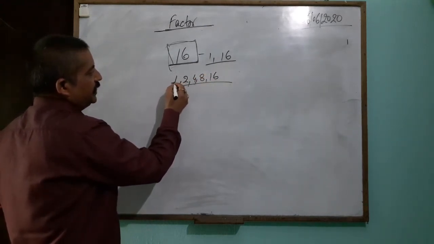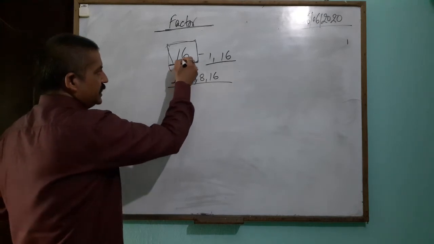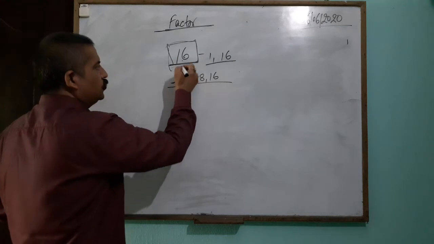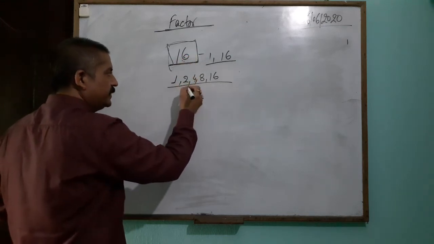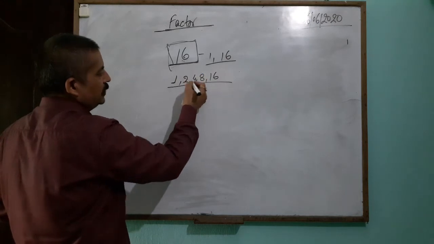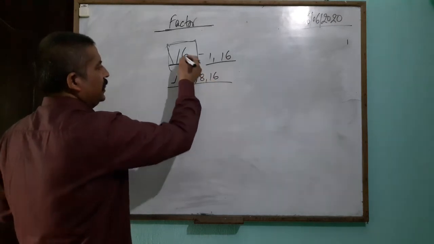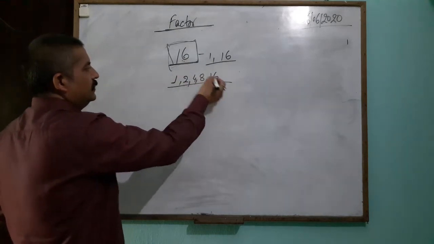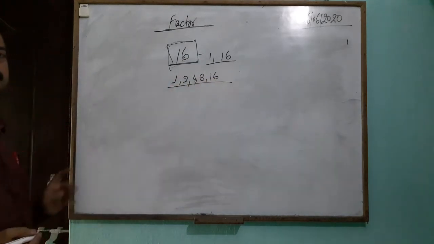Means if we divide 16 by 1, the remainder will be 0. If we divide 16 by 2, we also get remainder 0. 16 divided by 4 also gives remainder 0. If we divide by 8, also 0. 16 divided by 16 also gives 0.